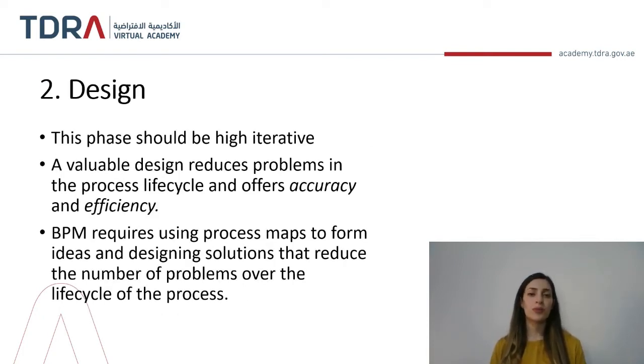Second, design. This phase should be highly iterative. Iterative is just like a cycle or a loop that is going on and on. So every time I'm designing something, for example, I figure out that I can improve it a bit more, or there's something wrong here, or I don't want it this way, so I can rework on this again. I can keep on iterating until achieving optimality. This is iteration. A valuable design reduces problems in the process life cycle and offers accuracy and efficiency. So we need to have valuable designs that will offer accuracy and efficiency.